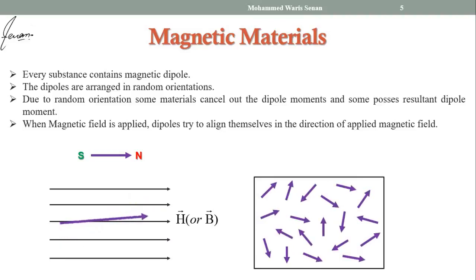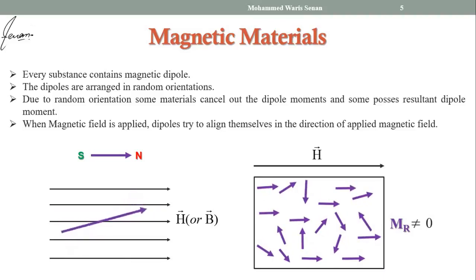Now take a material. Suppose this is a material in which the dipole moments are arranged in a random fashion. And let us consider that due to this arrangement of dipoles, the total dipole moment or resultant dipole moment is 0. Now what will happen if we apply a magnetic field? Let us see. If we apply a magnetic field, the dipoles try to align themselves in the direction of the applied magnetic field. Due to this, the substance will develop its own internal magnetic field. Now, based on this property of developing a magnetic field inside the material, magnetic materials are classified into 5 different categories.